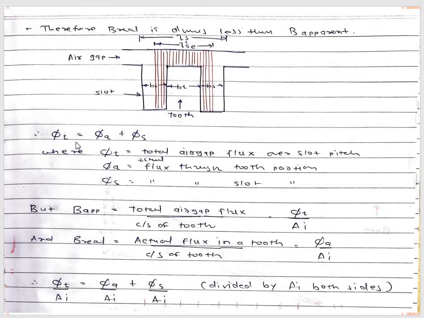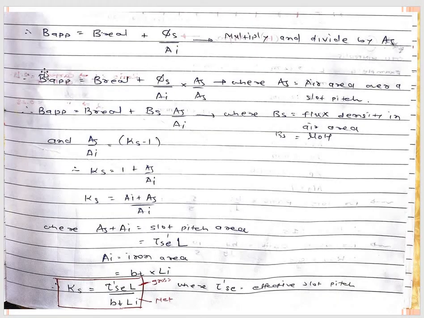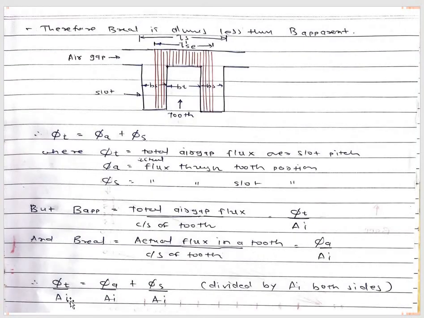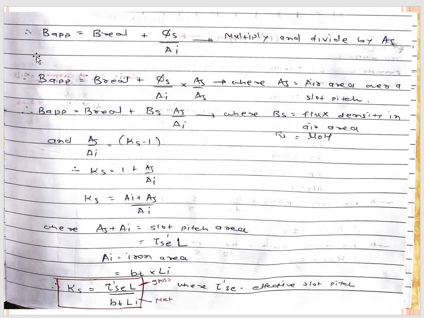Now the equation above, phi t is equal to phi A plus phi S, is divided by AI on both sides. So our equation will be: phi t divided by AI is equal to phi A divided by AI plus phi S divided by AI. Now, further simplifying, phi t divided by AI is B apparent, and phi A divided by AI is B real. So put these values in this equation.